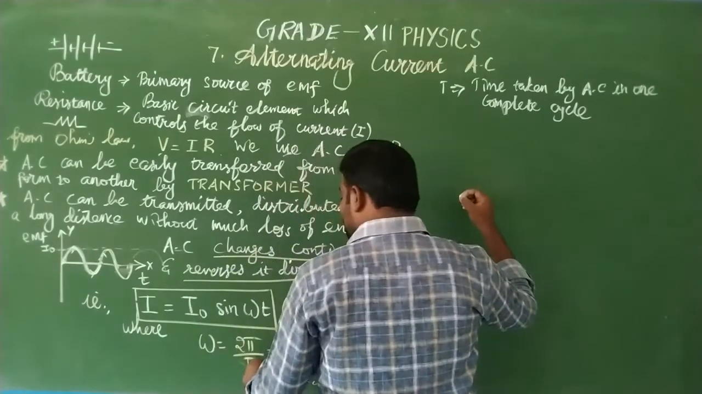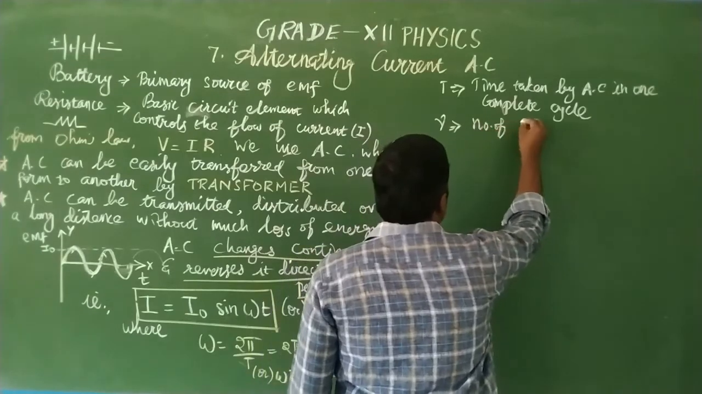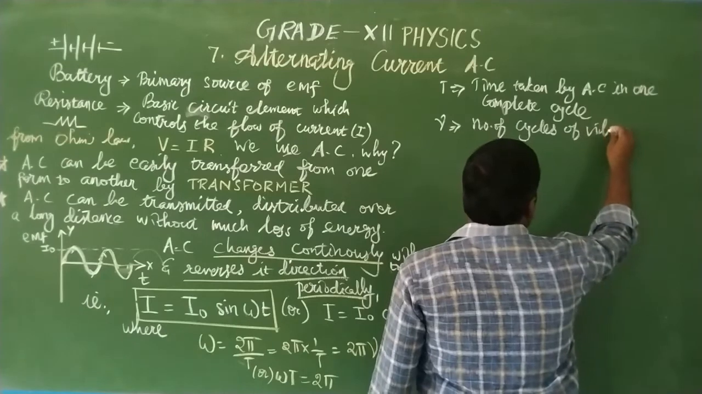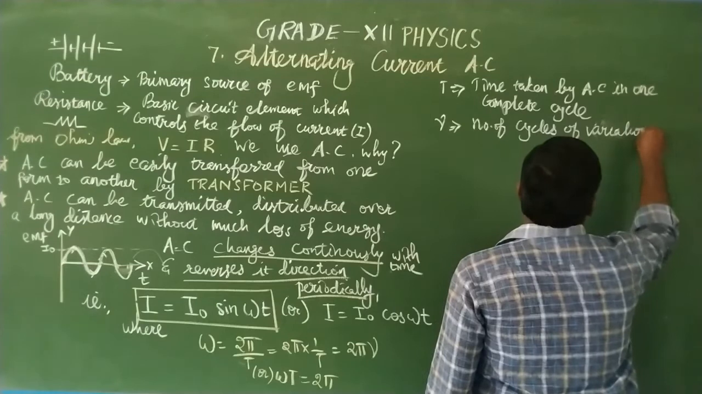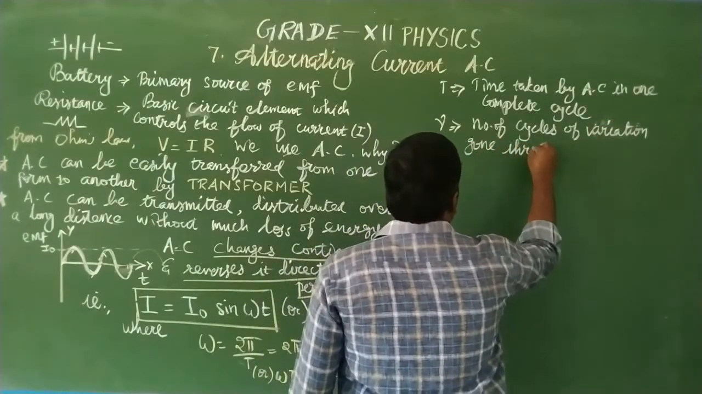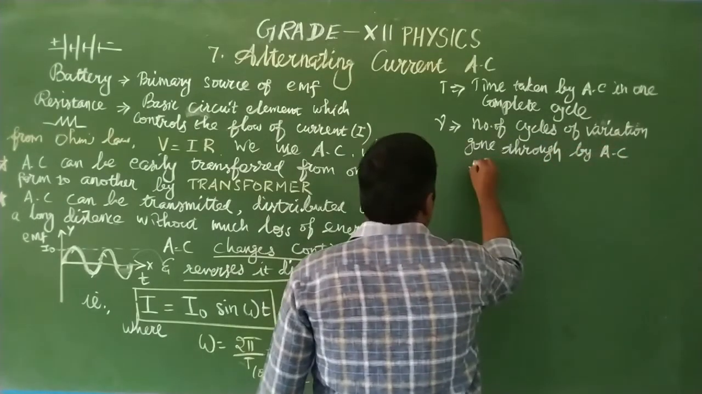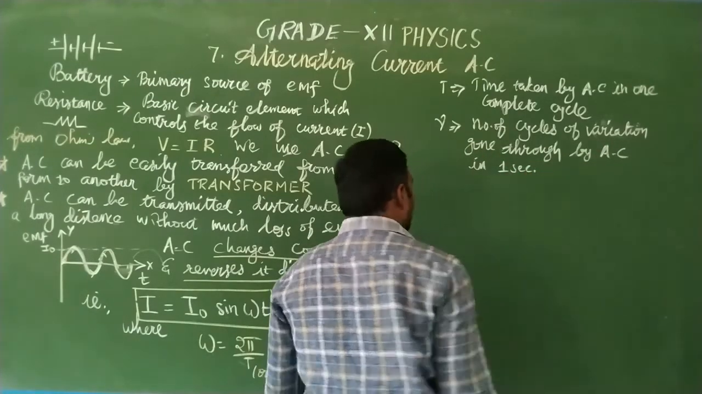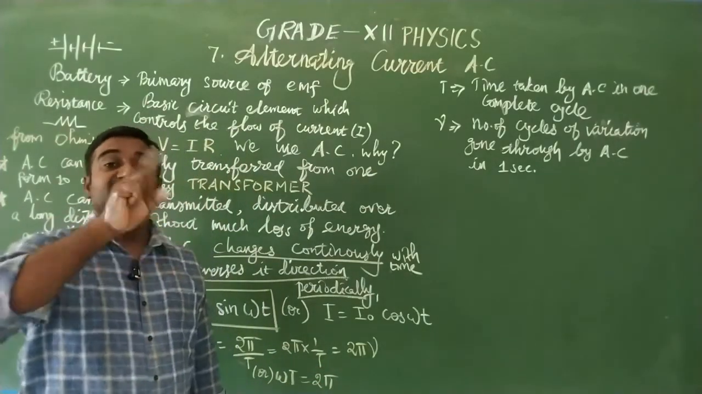And we used nu, no? So what is the nu? It is the frequency. Frequency is nothing but number of cycles of vibrations or variations gone through by AC in 1 second. அதாவது ஒரு டைம்ல எவ்வளவு டைம்ஸ் அது வைப்ரேட் ஆயிருக்கு in 1 second. So what is the frequency? Within 1 second, how many vibrations or variations take place?